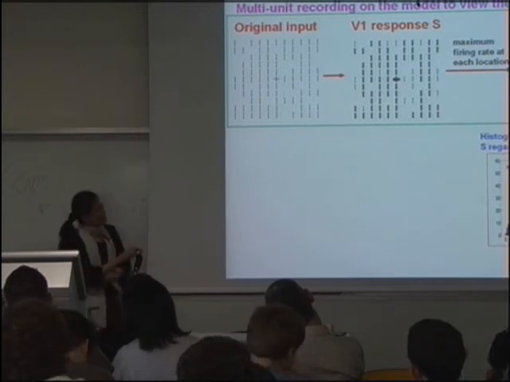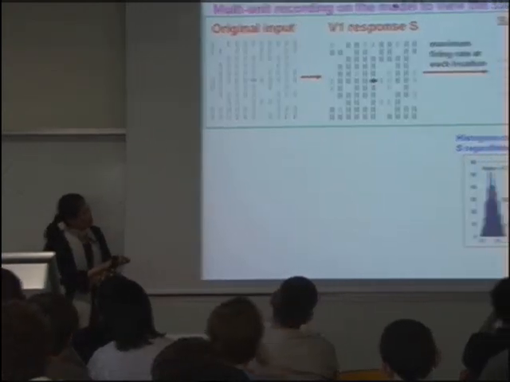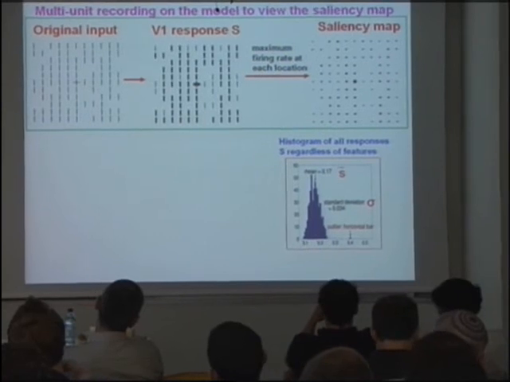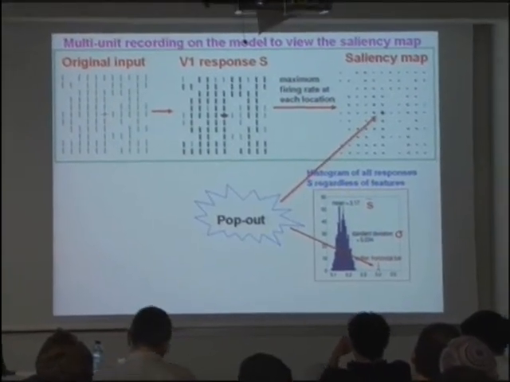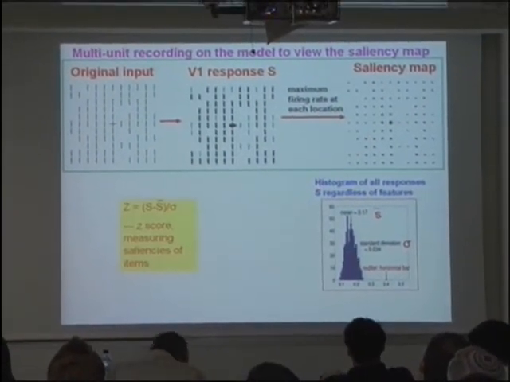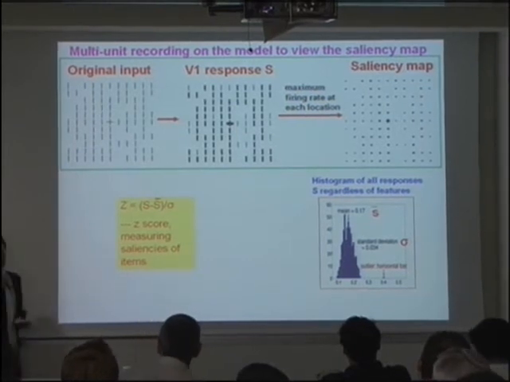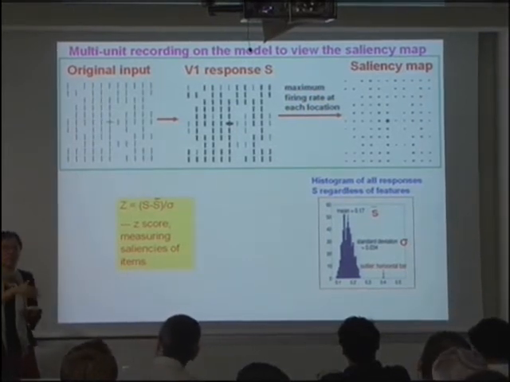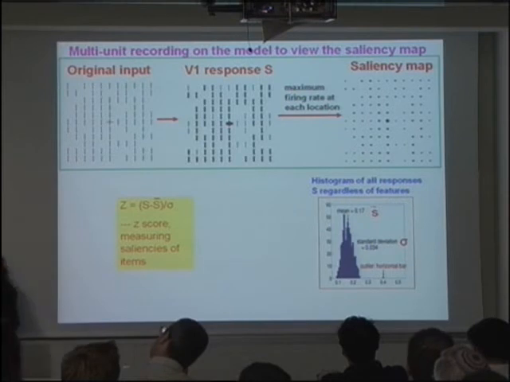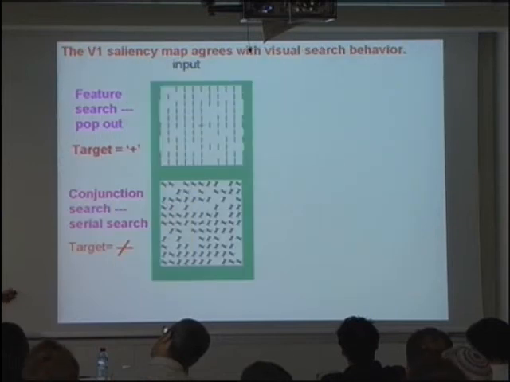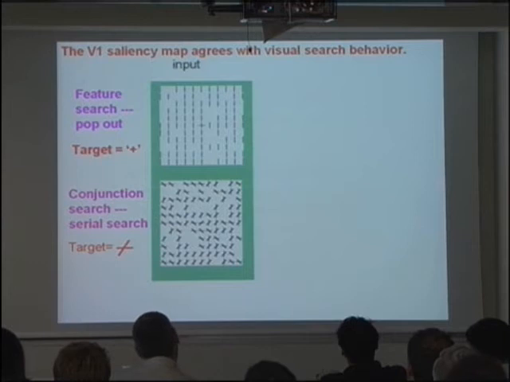And then, if you do the histogram of these firing rates, you'll see most of them here and there's one outlier. You can do the Z-score on it to say it is a high Z-score. Of course, V1 doesn't calculate Z-score. I calculate Z-score just to compare with behavioral data more easily. So now you can see this Z-score is very high, so obviously it pops out. And indeed, it pops out, right? And this one, there's something unique. It doesn't pop out. What is it?